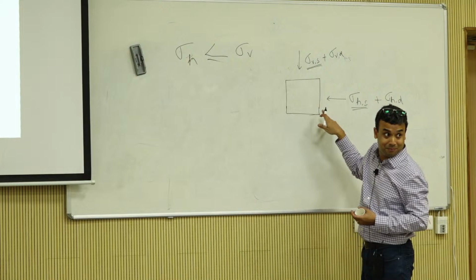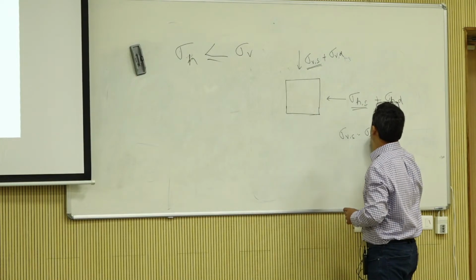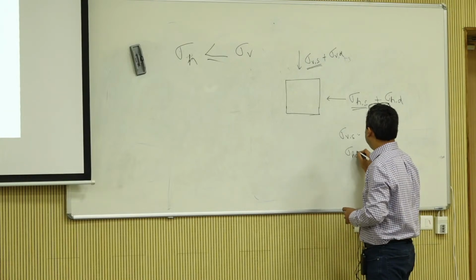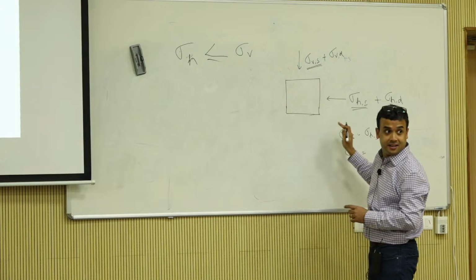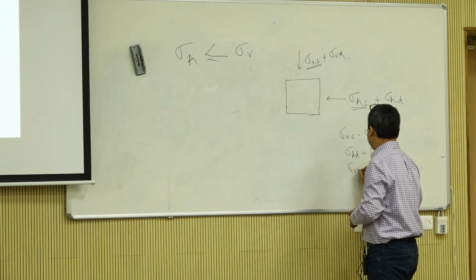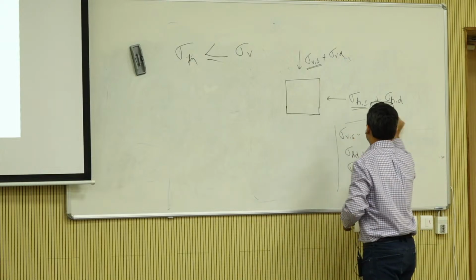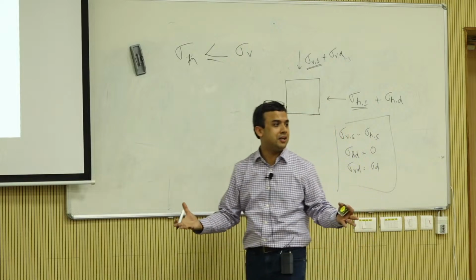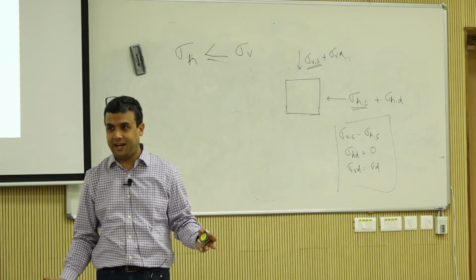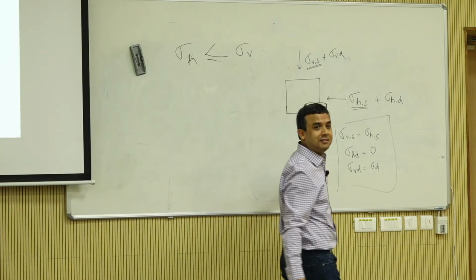They are the same, right? So sigma Vs is equal to sigma Hs, and what is sigma Hd? 0. And what is sigma Vd? That's your conventional triaxial testing, right? But this is just one special case.